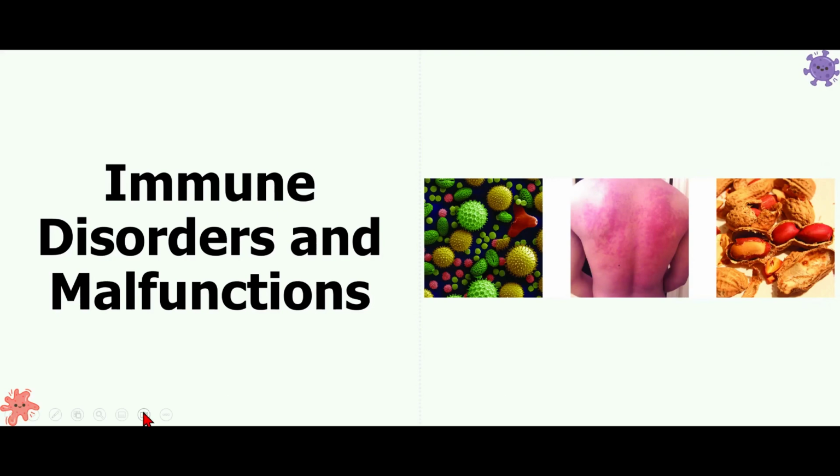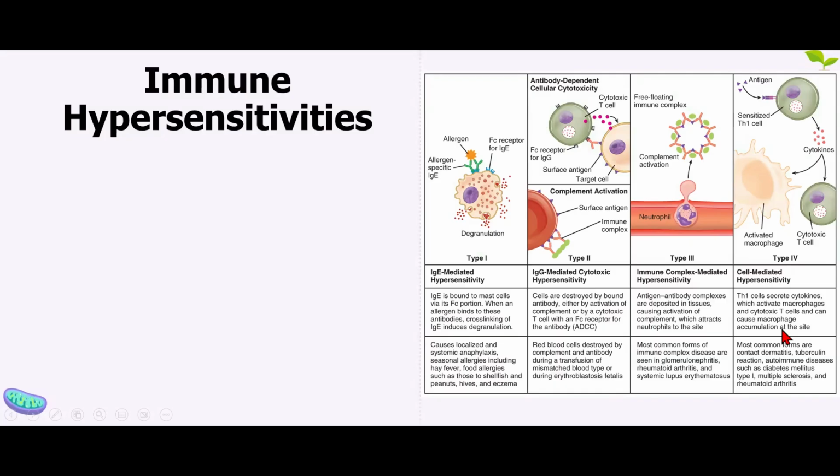Hello, in this video we're going to wrap up the immune system by talking about immune disorders and malfunctions. As we saw in several videos, the immune system is extremely complicated, there are lots of moving parts, and as you can imagine, a lot of things can go wrong. And when things go wrong, that's how we get immune disorders and certain types of malfunctions.